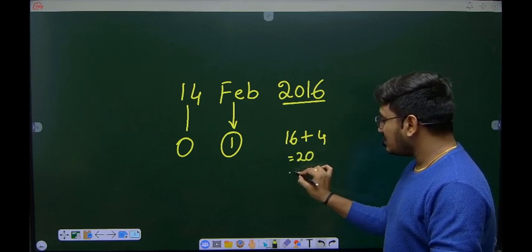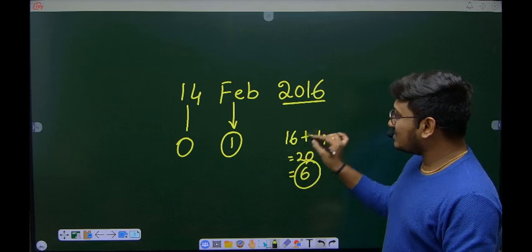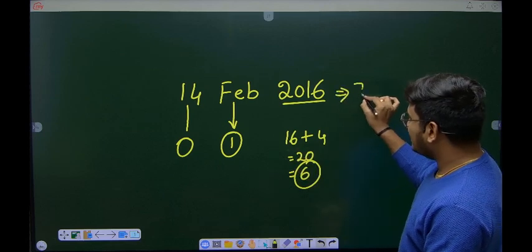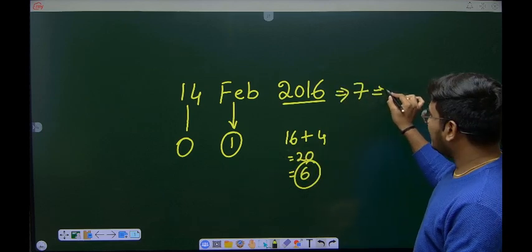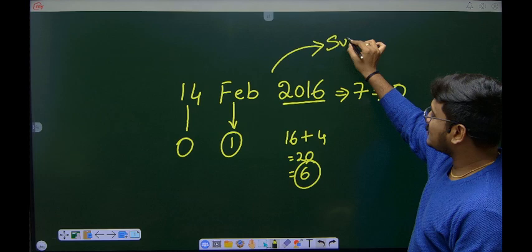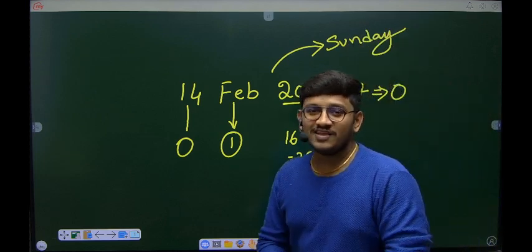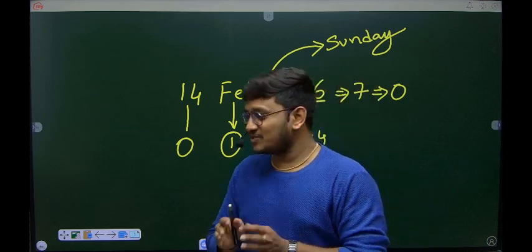20 means 6 odd days. So here 6 plus 1. 6 plus 1 indicates 7. 7 indicates 0. 0 indicates it is on Sunday. I hope you remember. Almost everybody posted it as Monday.